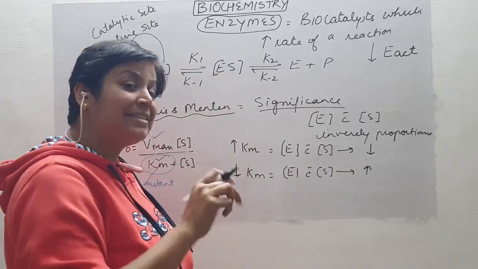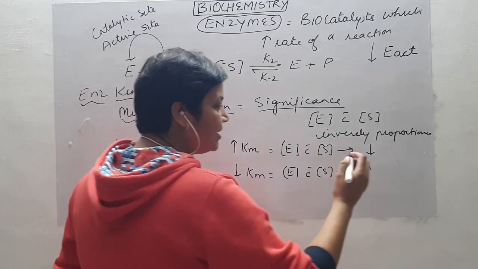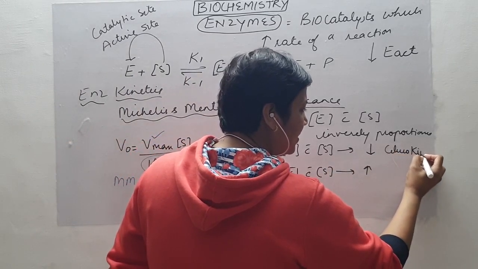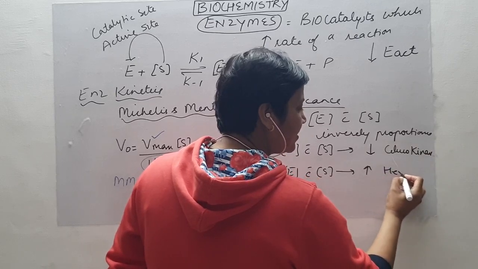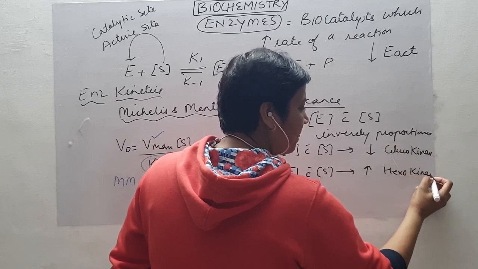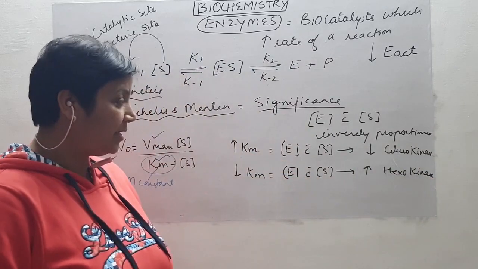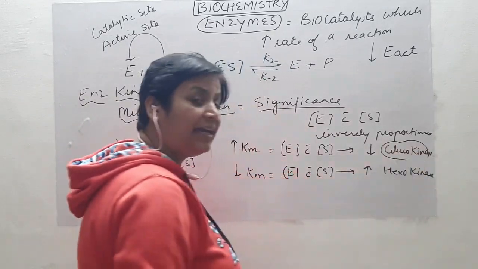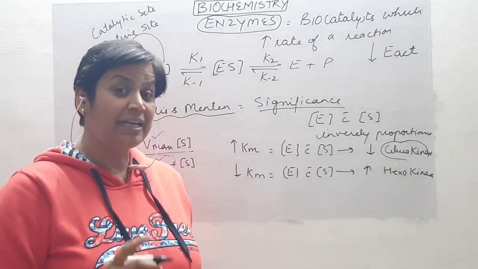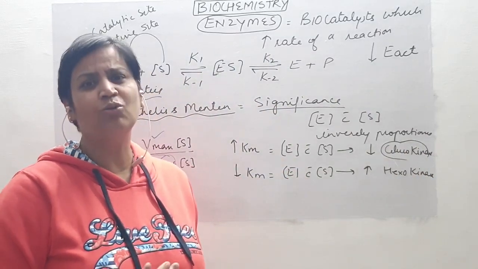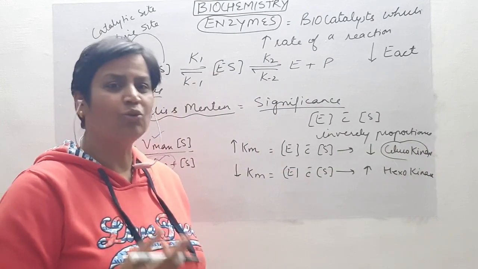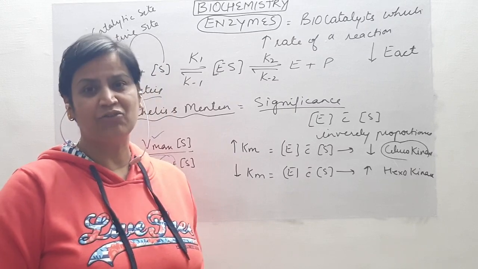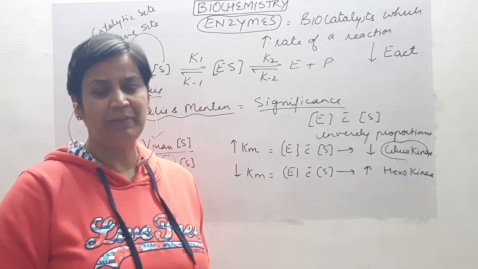And that is exactly what happens when we discuss the difference between glucokinase and hexokinase. Now see, glucokinase has high Km. High Km means it has a very lesser affinity with glucose. And all of us know glucokinase is present in the liver, and it is active only when the concentration of glucose exceeds 100 milligram per dl.